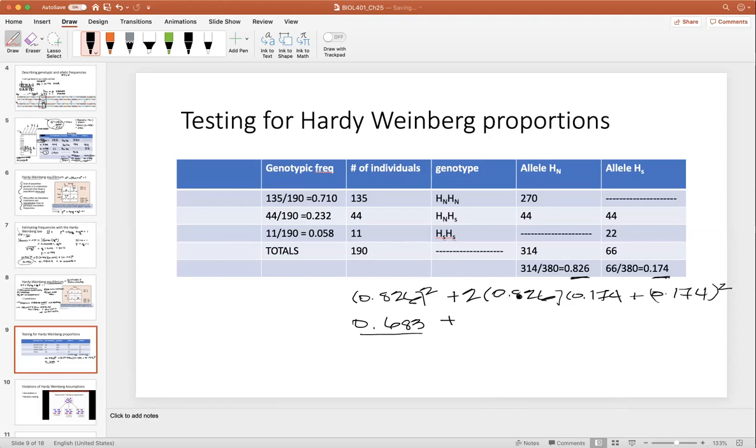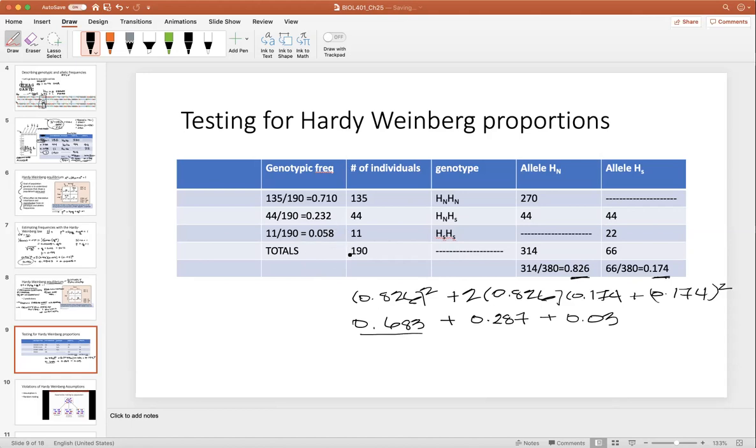The 2pq comes out to be 0.287. All right, that's a frequency. Look at this frequency. Compare it to this frequency. Not quite the same, is it? All right, let's do another. Okay. 0.174 squared works out to be 0.03. Again, these look different.